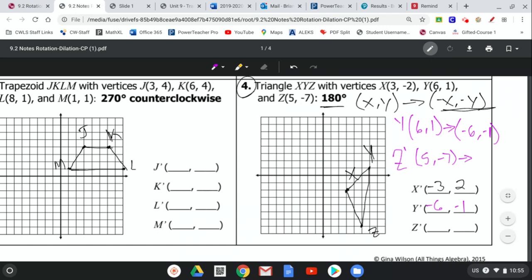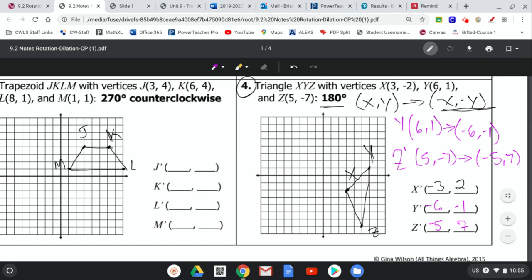We're going to change the sign for both of those, leaving them in the same position. So that becomes a -5, all right, and a +7. That 7 changes from a negative to a positive. So for z prime, it's going to be -5, 7. Okay, and we can plot those coordinates.